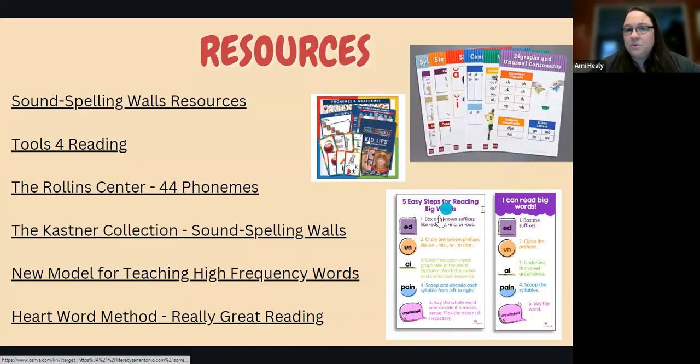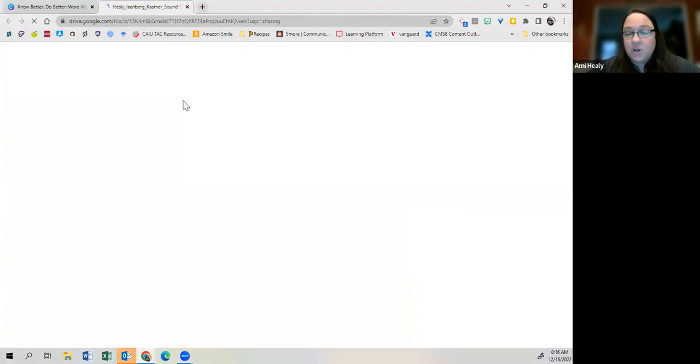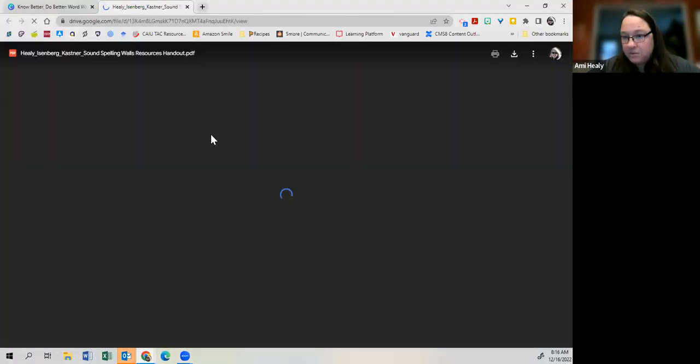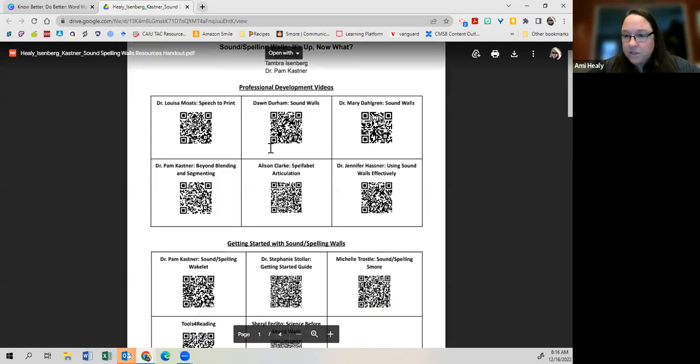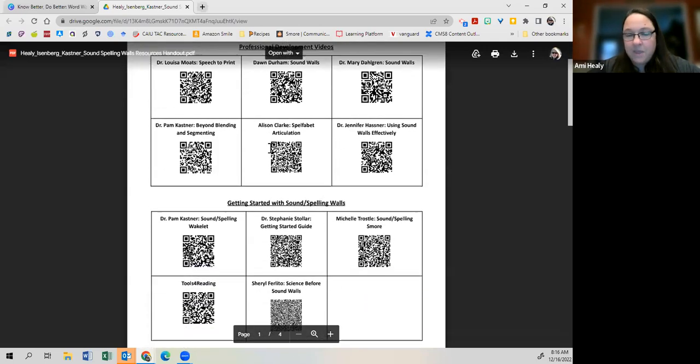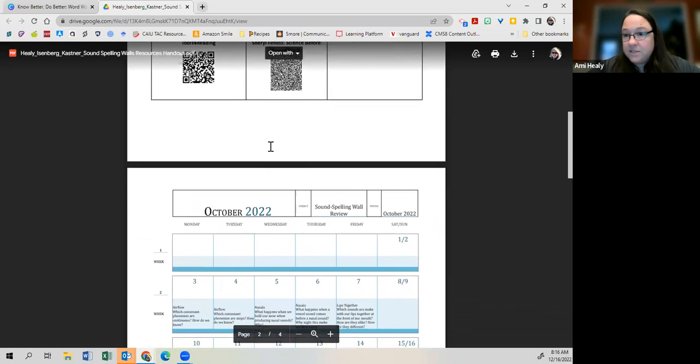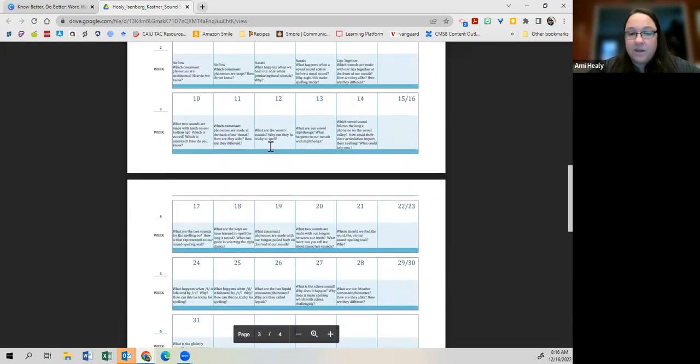So let's take you through a lot of resources that we've shared here. So the first one, and within these resources, there's resources. So there's so much that you can find in these links. This first one is all about sound spelling walls. So if you want to make the move to the sound spelling wall and you want assistance, reach out to Sarah and I. We can definitely help with that.